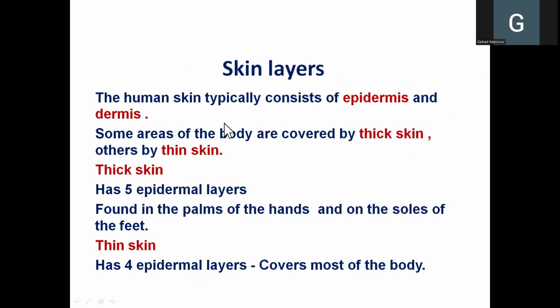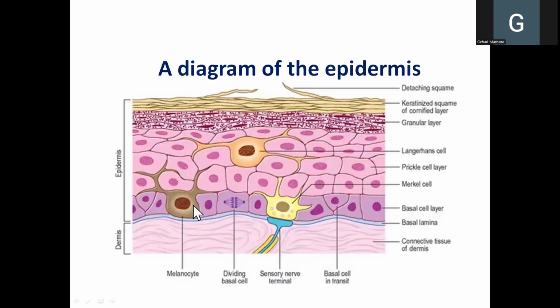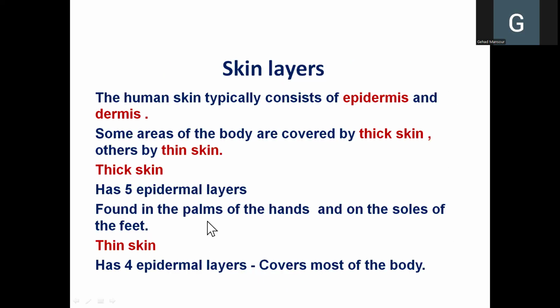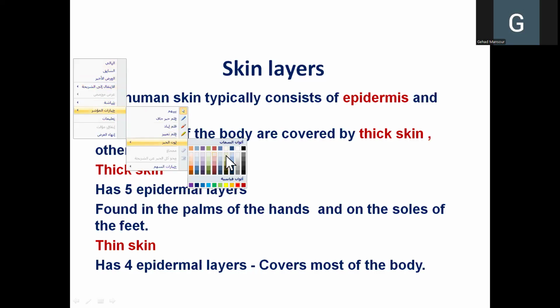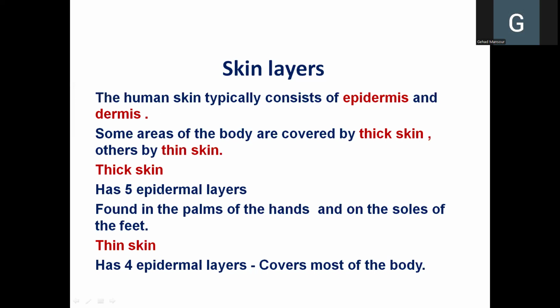The slide says that some areas of the body are covered by thick skin. For example, if you look at the skin on the palm of your hand, you will find that it's much thicker than the skin on the dorsum of the hand. And by the dorsum of the hand, I mean the upper surface of the hand. We have the palms, which is the inner aspect of the hands, and the skin is much thicker than the dorsum of the hand.